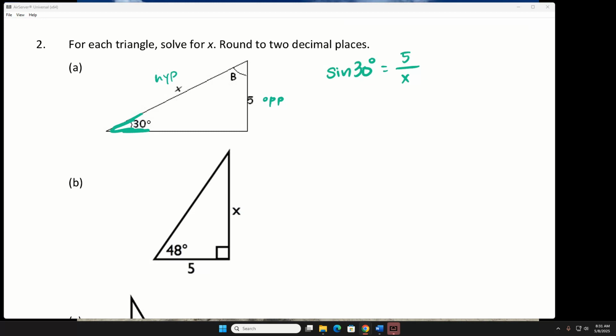What you do next all depends on if x is high or if x is low. In this situation, x is low. So when x is low, you're going to switch. We're going to take this whole sine of 30 degrees and switch it with the x. So x is going to equal 5 over the sine of 30 degrees.